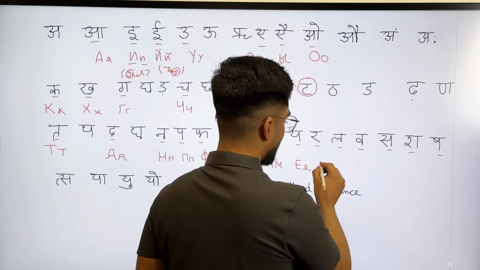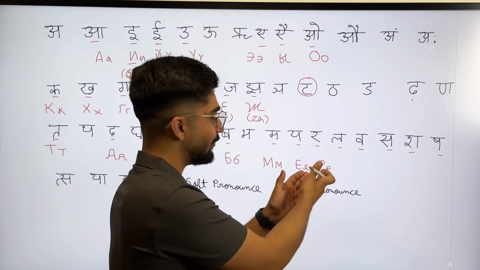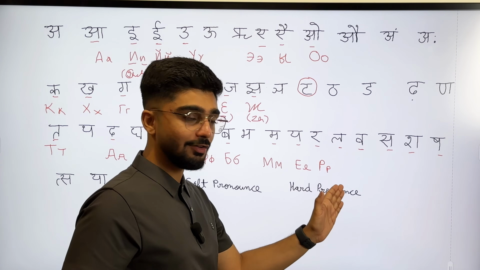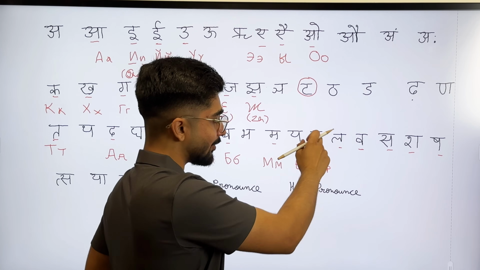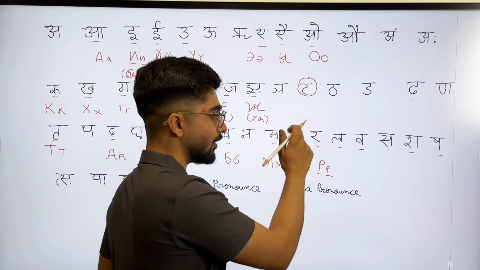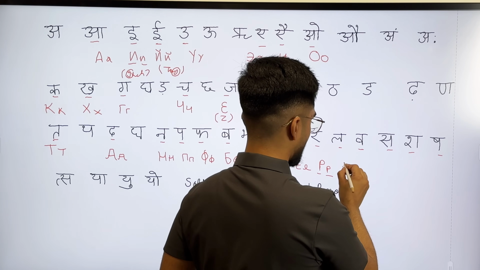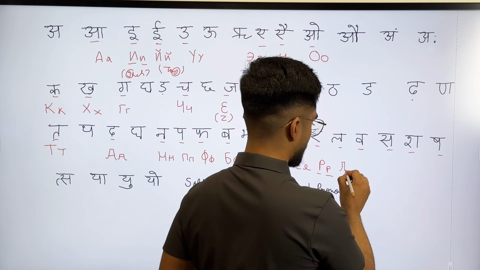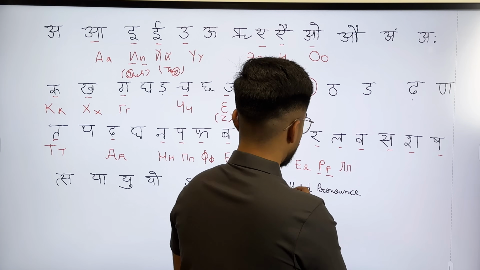Next is your R. So now you will find this is P. The P alphabet of English language matches with R. So when you write this one, you have to pronounce it R. Now is your L. It's your L. What is the difference?